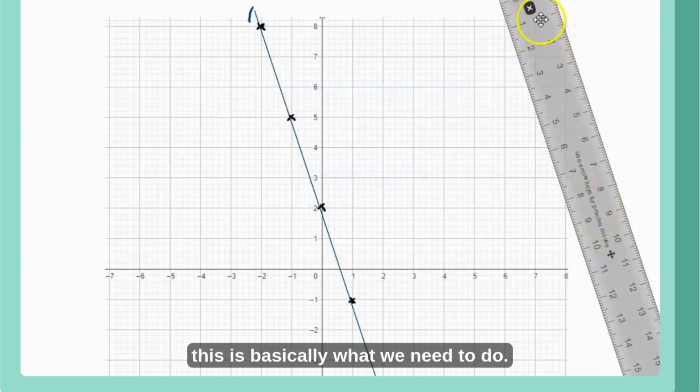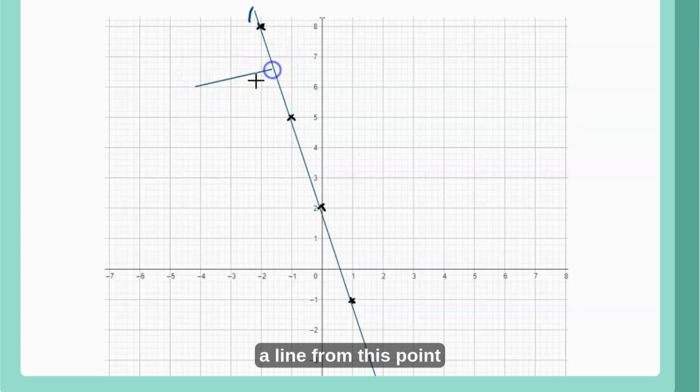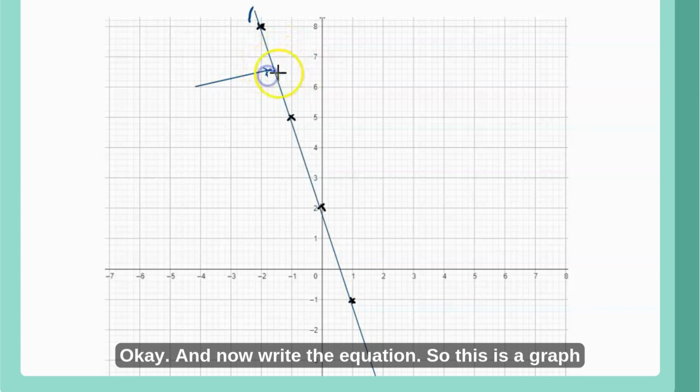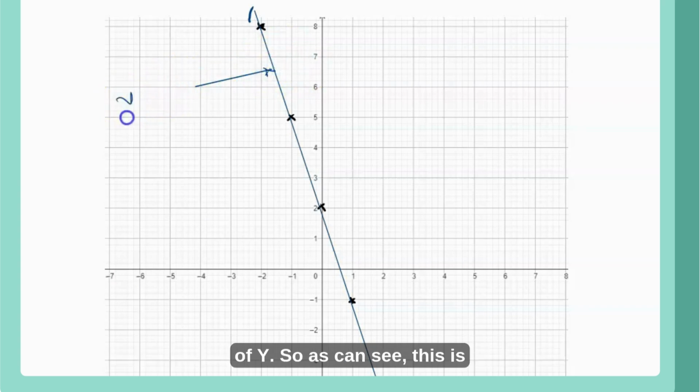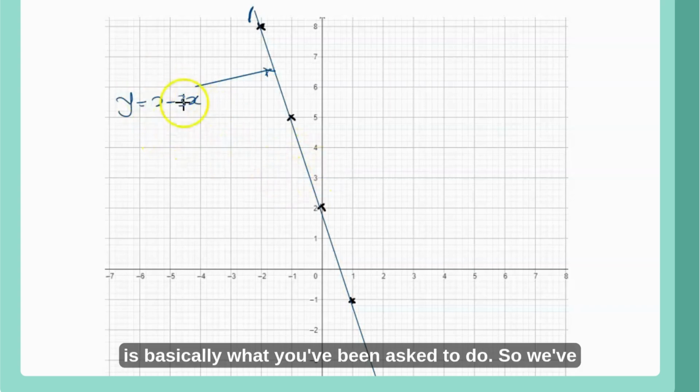So this is basically what we need to do. Now you can come over here and label this, and you could draw a line from this point and draw an arrow, and now write the equation. So this is a graph of y equals 2 minus 3x. So this is how graphs are drawn using our graph sheet. So this is basically what you've been asked to do. So we've answered the first question.